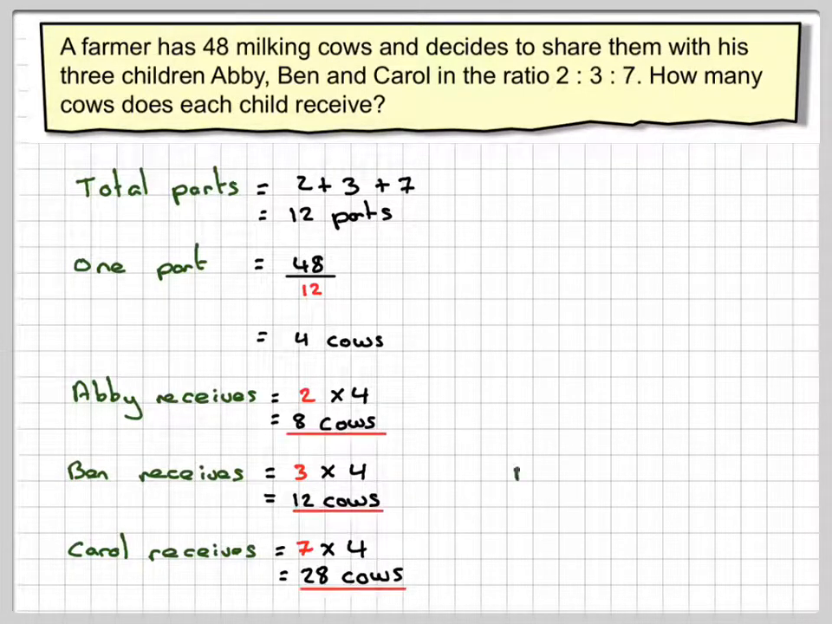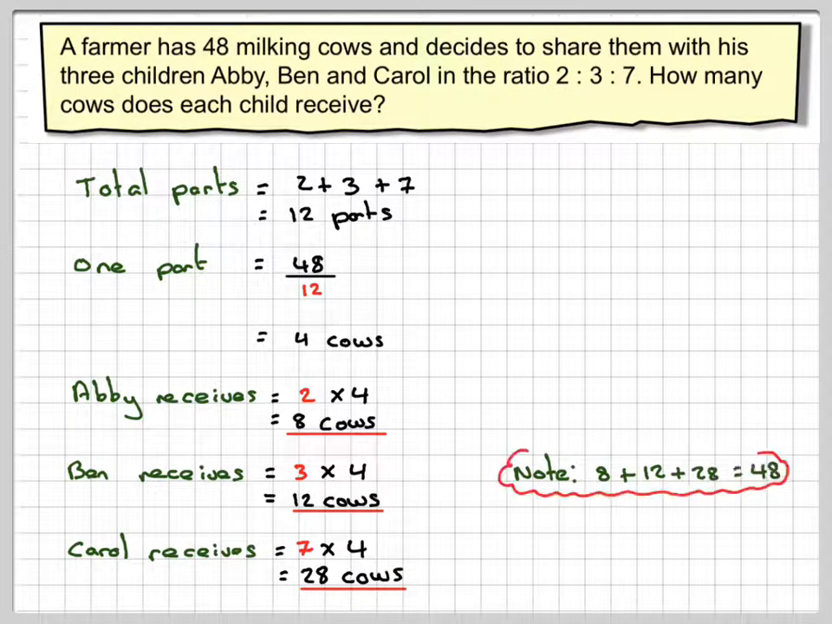So Abby gets 8 cows, Ben receives 12 cows, Carol receives 28 cows, and a little check: 8 plus 12 plus 28 does make 48 cows that we had to begin with.